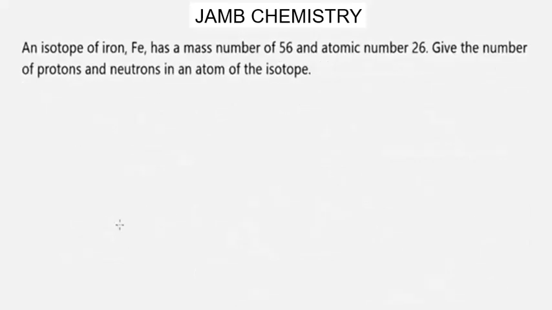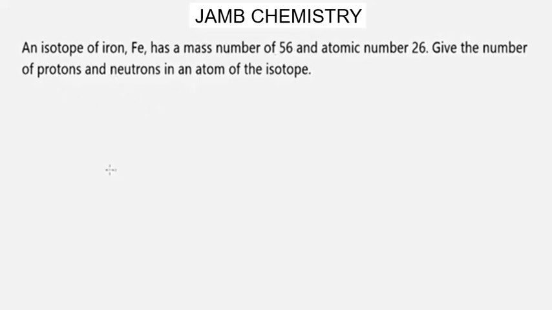Okay guys, now look at this chemistry practice question. It says an isotope of iron has a mass number of 56 and atomic number of 26. Give the number of protons and neutrons in an atom of the isotope. So feel free to pause this video and see if you can figure this out. This is a very simple question, guys. Okay, let's do it together.